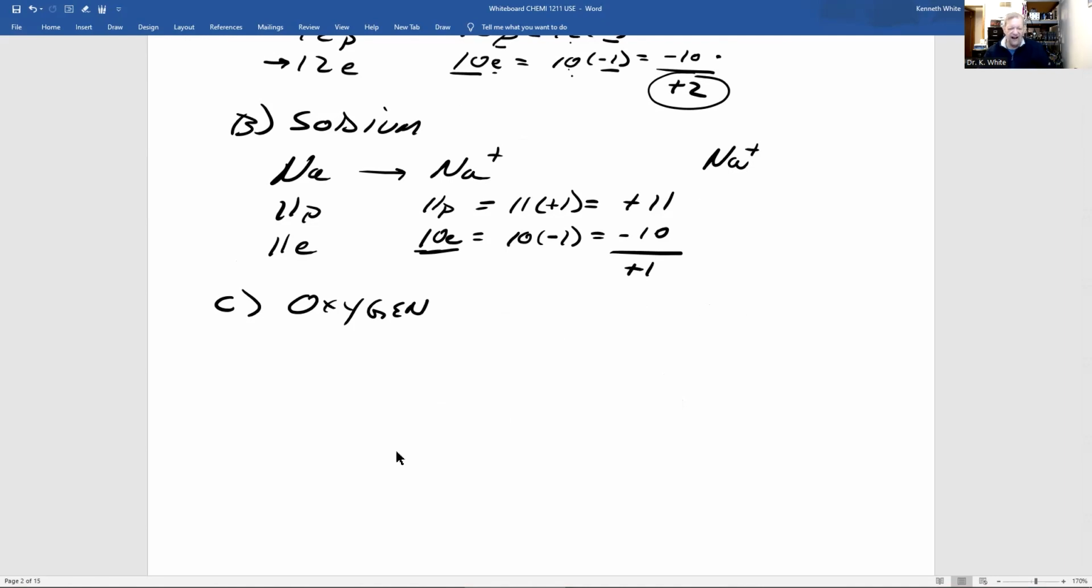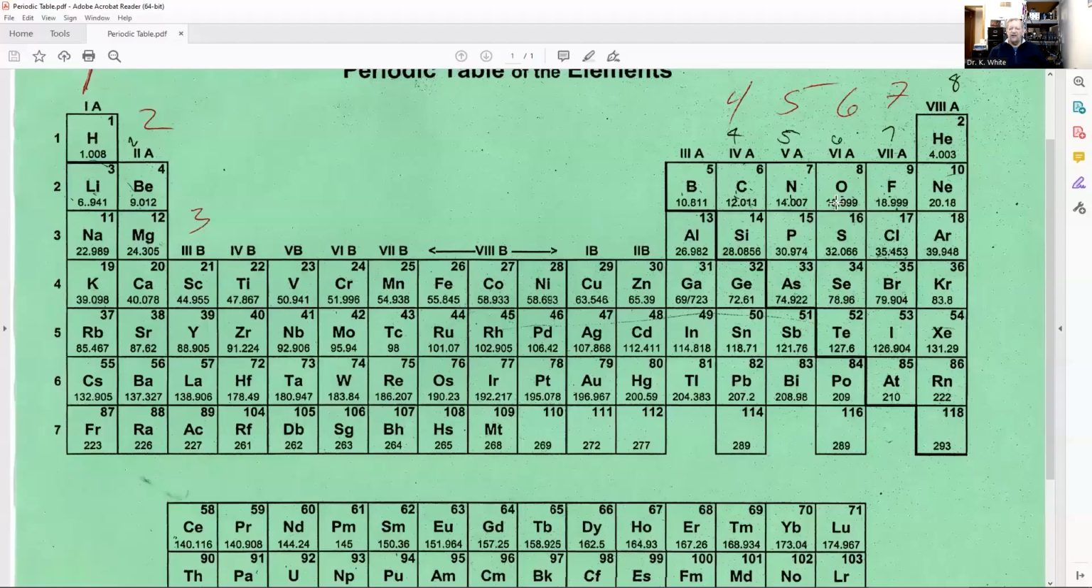And let's try oxygen. I'll help you out. Oxygen has a chemical symbol O. Here it is on the periodic table. You have to figure out what's the nearest noble gas and do the math like I just did. Your turn.